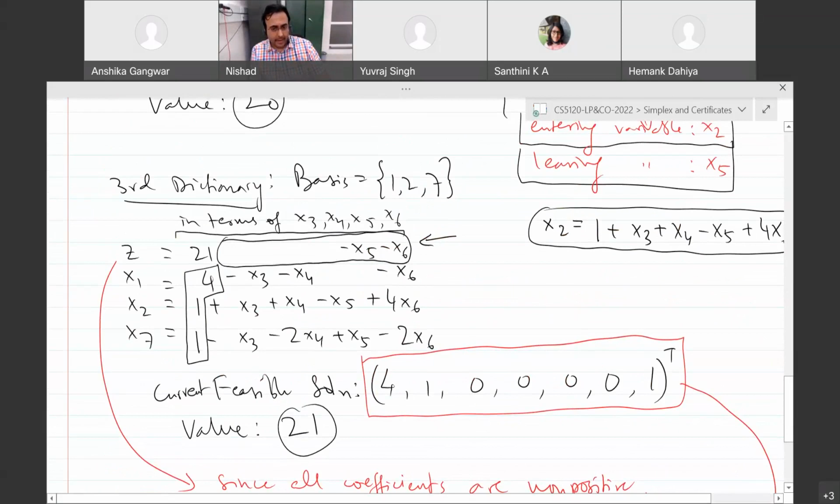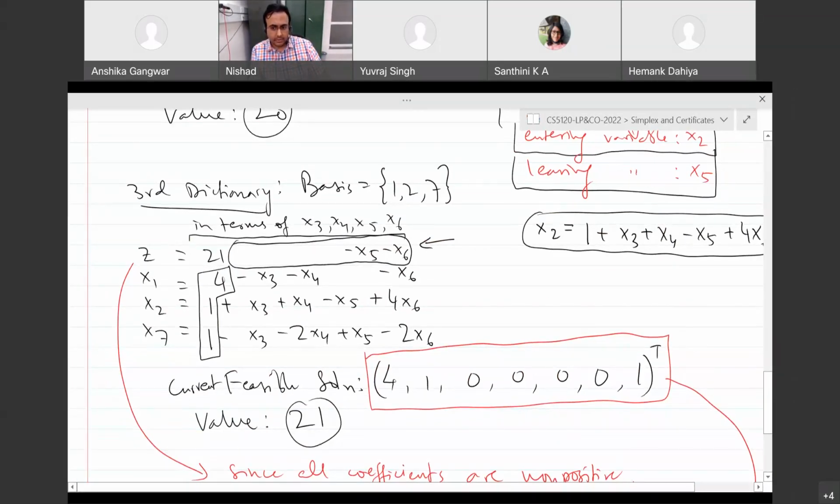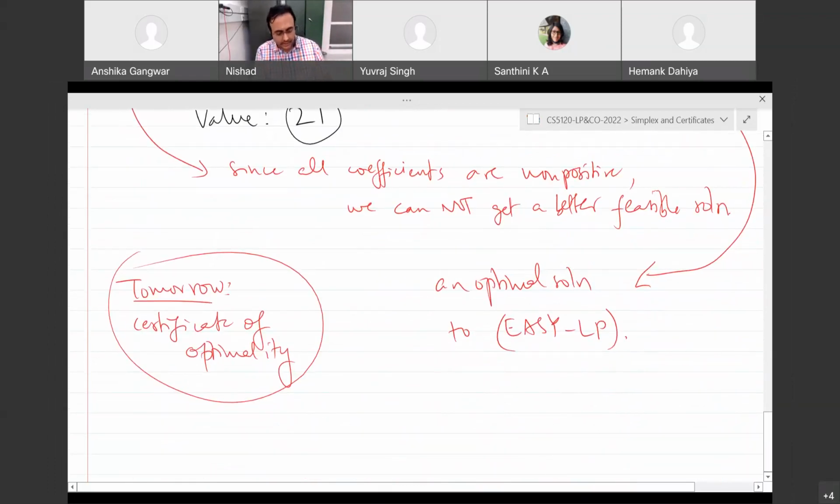And that in particular means that 21 is an upper bound. And the current solution, which is 4, 1, 0, 0, 0, 0, 1, has value 21, so that has to be an optimal solution, right? I mentioned at the end of yesterday's lecture that we will discuss certificate of optimality.